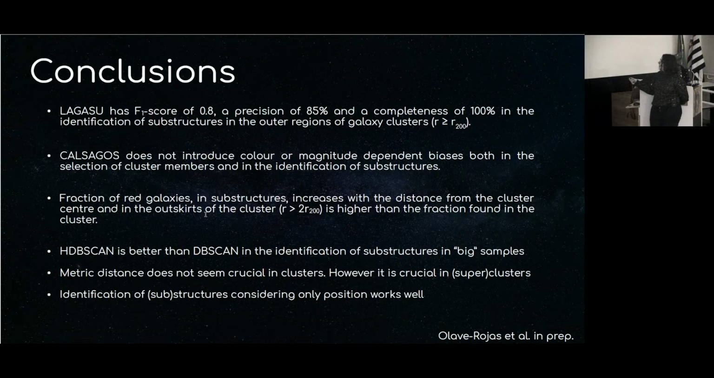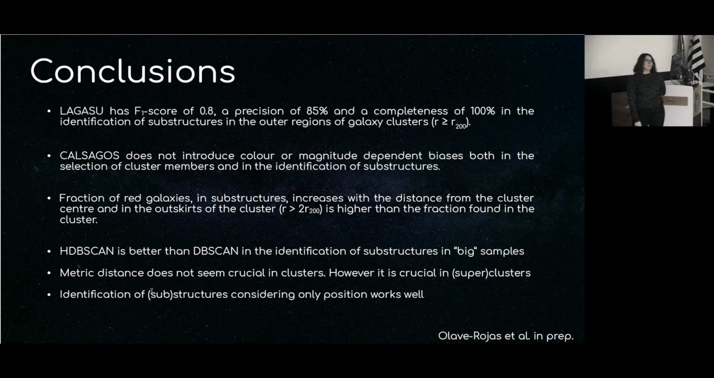Well, in summary, HDBScan is better at identifying substructure in big samples, and the distance metric is not crucial for a cluster. However, it is very important when you work with big areas and big samples. And the identification of substructure or structure in the case of Fornax, considering only the position, works very well.